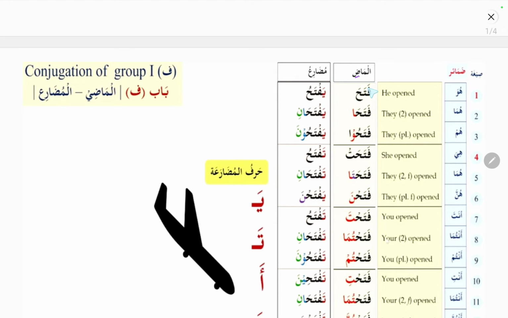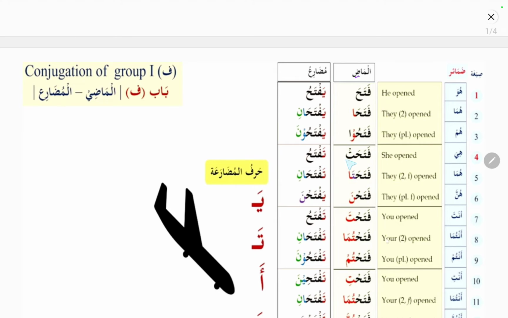So in order to make this masculine into a feminine, because it is fe'lul madhi, the past tense verb, we need to add an open ta with a sukoon over it. Fataha means he opened. If you add the open ta, it will become fatahat, she opened.